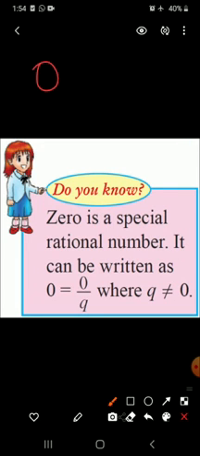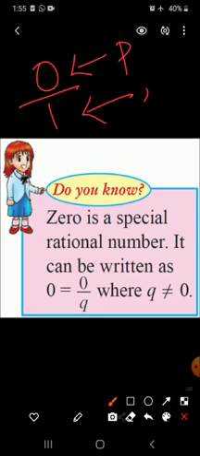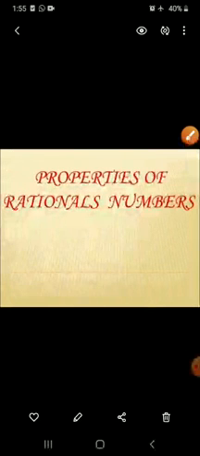Why? Because 0 can be written in the form of p by q, like 0 by 1. If you write it like 0 by 1, its value doesn't change. So here p and q are both integers and q is not equal to 0. So 0 is also called a rational number.